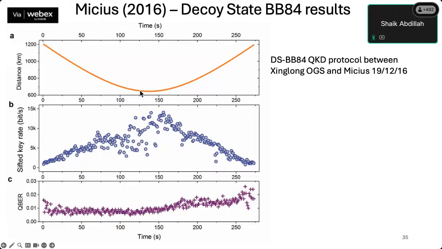And when it passes directly overhead, or as much directly overhead as possible, they encounter the highest level of key rate. So they successfully performed decoy state BB84 protocols over the course of 2 years and successfully demonstrated that without the need for an active polarization manipulation, they can perform a high rate decoy state BB84 with quite low quantum bit error rate. So that was one of the primary missions that they set out to do.